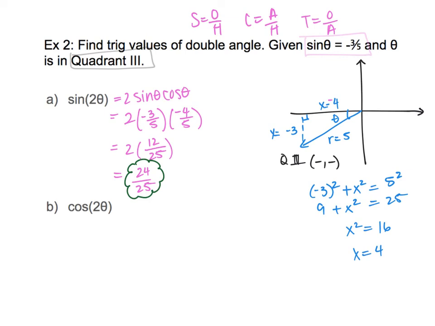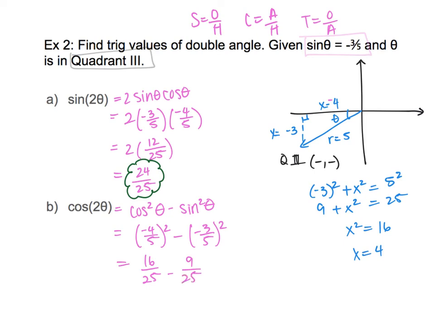The last one I have here is cosine double angle. So cosine again was cosine squared minus sine squared. And so cosine here is -4 over 5, but I have to square that. And sine here is -3 over 5 squared. So if I square the top, I'm going to get +16. Square the bottom, that's 25. And if I square the -3, that's +9. Square the bottom is 25.